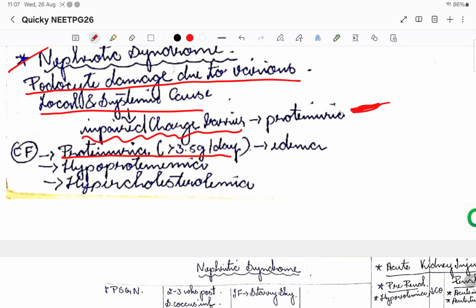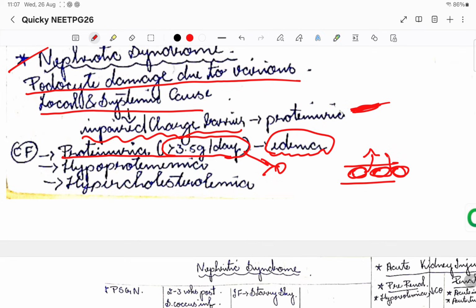So proteinuria of more than 3.5 grams per deciliter. See, it was supposed to be 0, okay. So this 0 was supposed to be in normal people. If the protein is getting leaked out, there will be edema, because albumin is what maintains the oncotic pressure, right? So if there is no albumin, how will the fluid be inside the blood vessel? So all the fluids will get leaked out, okay. So because of the reduced osmotic pressure, okay.